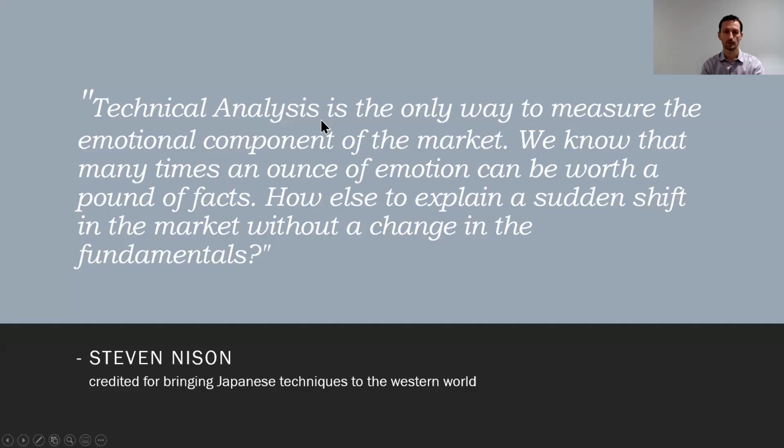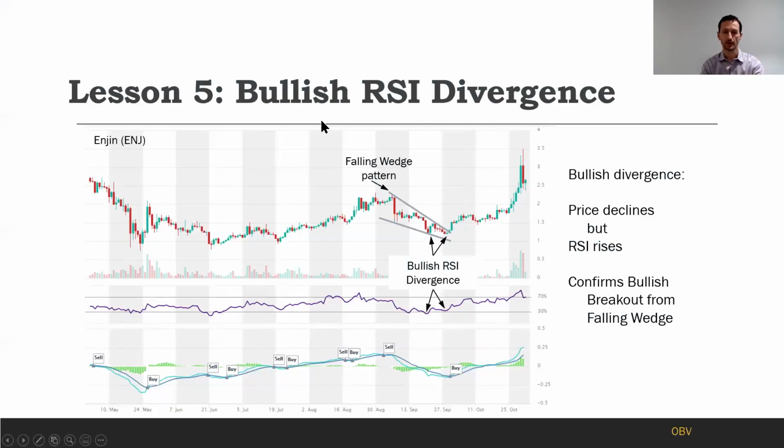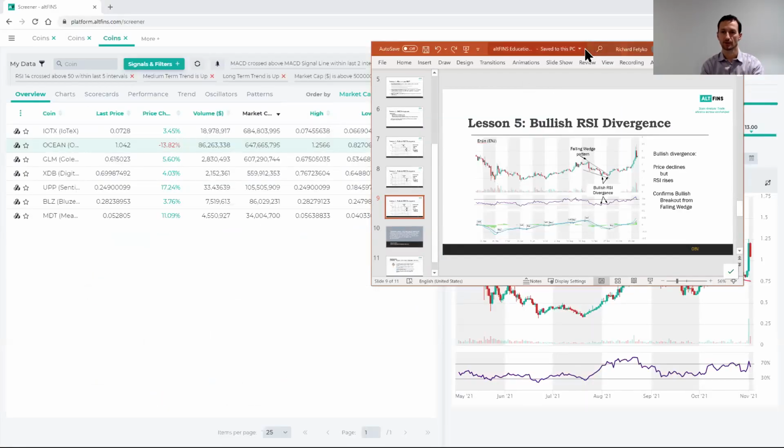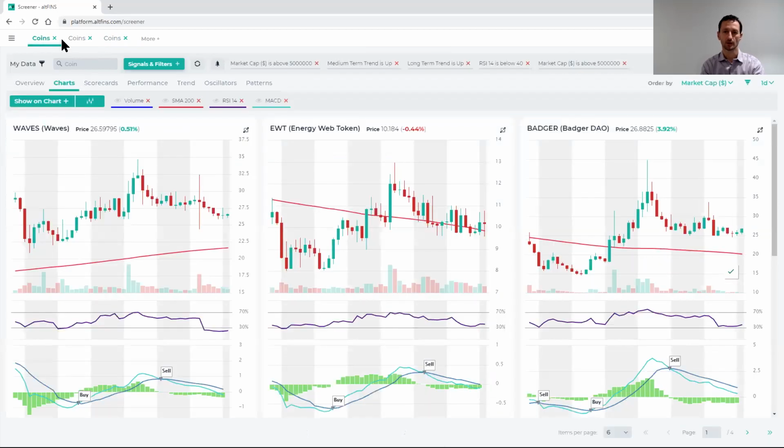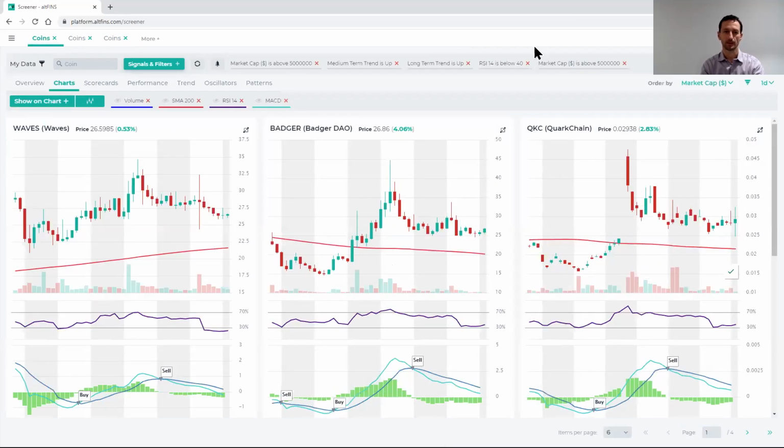Let's see if I have another one. No, that's it. All right, so that's it as far as theory goes. Let's see if we can go back to our initial screen, which is basically this filter that looks for oversold situations in an uptrend and near a support area. Waves was one situation where we identified that opportunity.